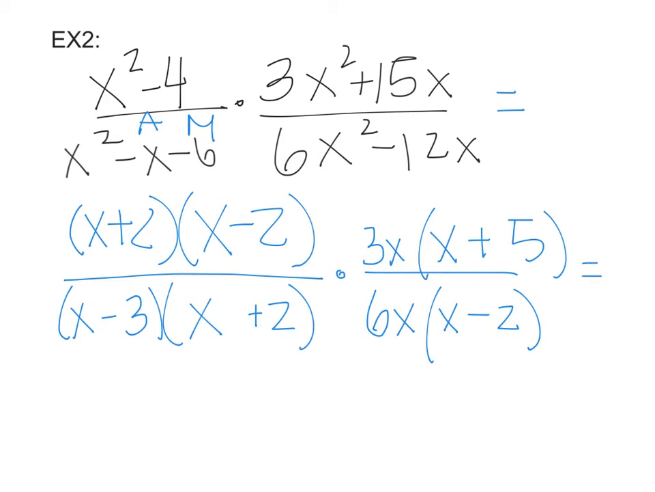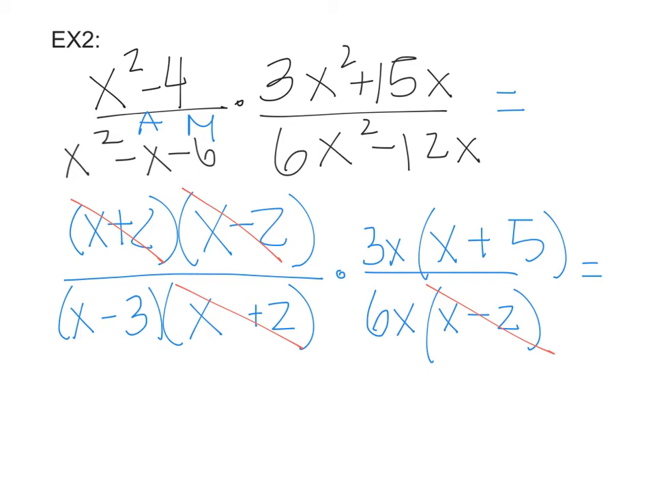So let's see, what can I do from here? Well, I have an x minus 2 in the top, and I have an x minus 2 in the bottom. I have an x plus 2 in the top and an x plus 2 in the bottom. Then I have an x plus 5 in the top and an x minus 3 in the bottom, so there's nothing I can do with those.